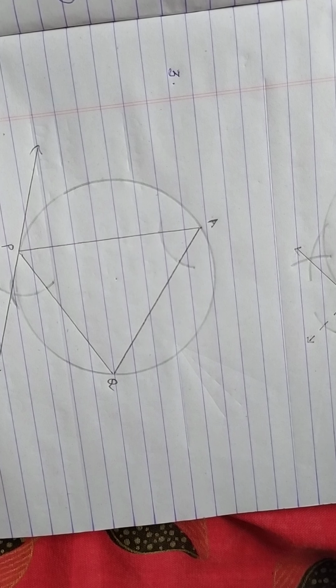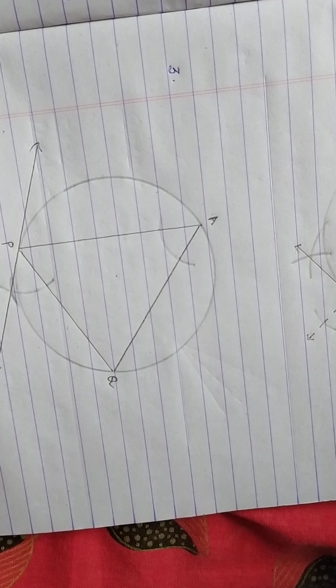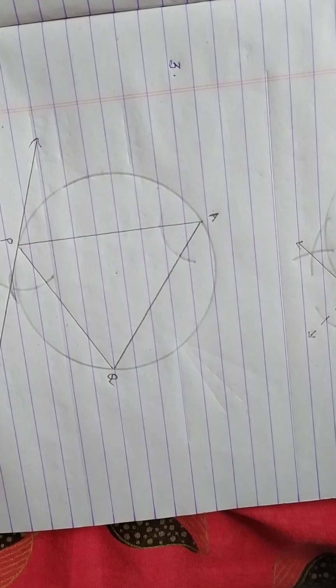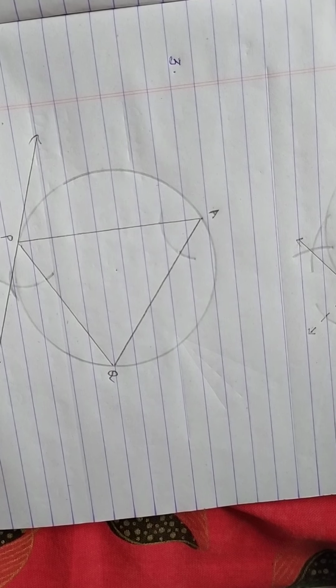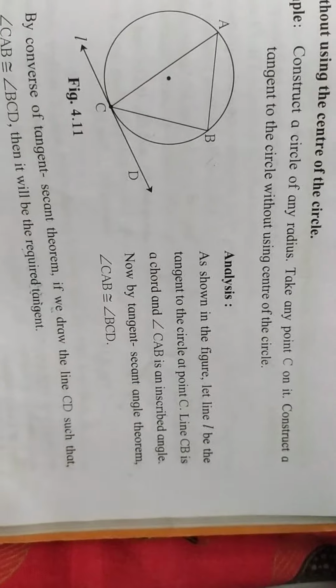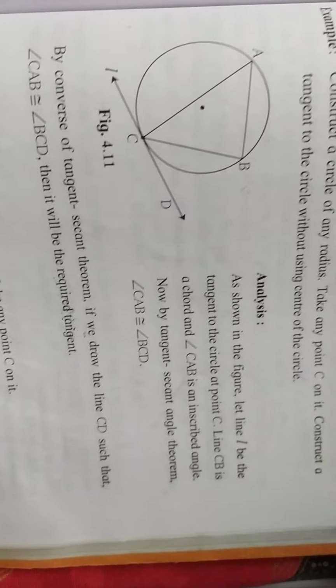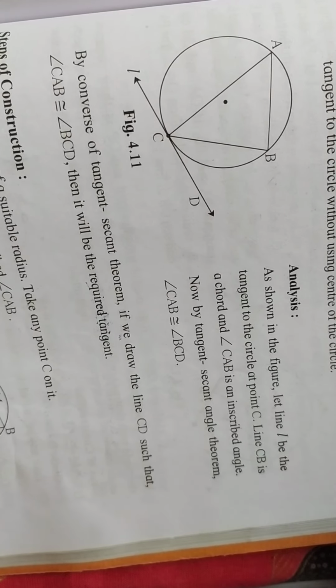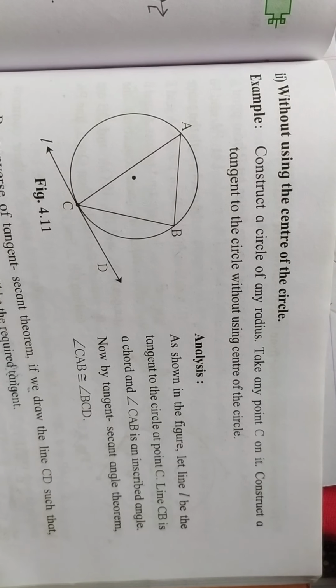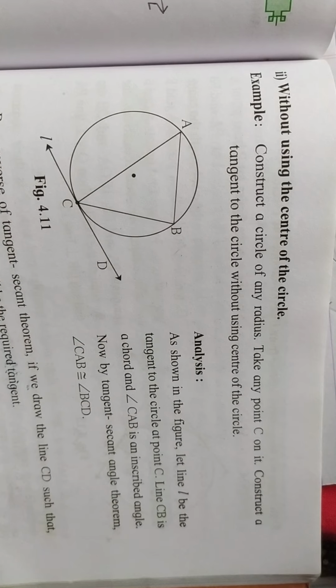Now, there is no need to write the steps of construction for any of your constructions. They are given in your textbook for you to understand how to do your constructions. What is important is to write the analysis. Analysis is important. Now, for example, this particular question in your textbook, this is page number 97. Okay, page number 97. This is a solved example.